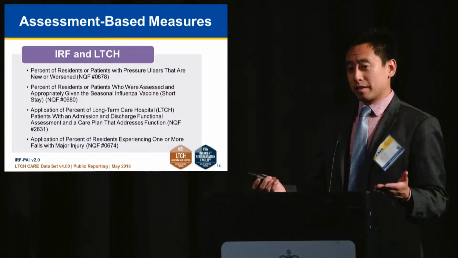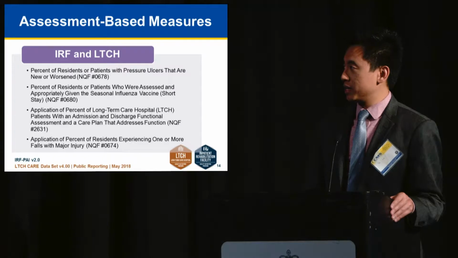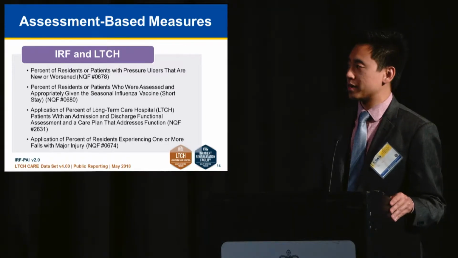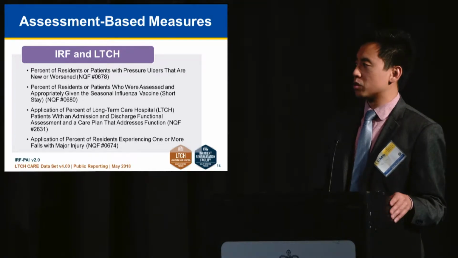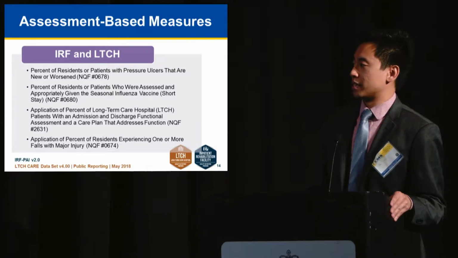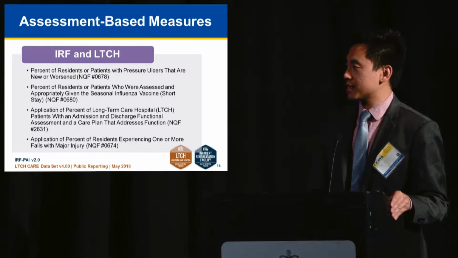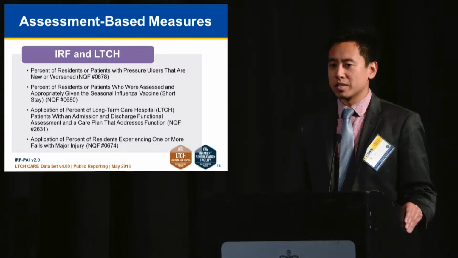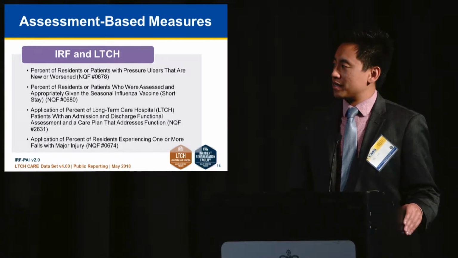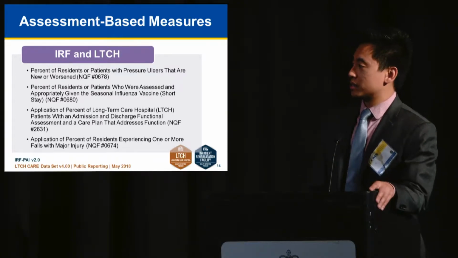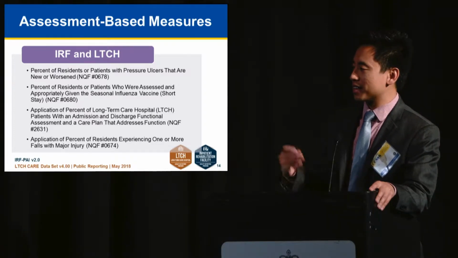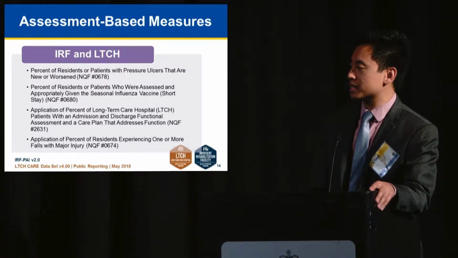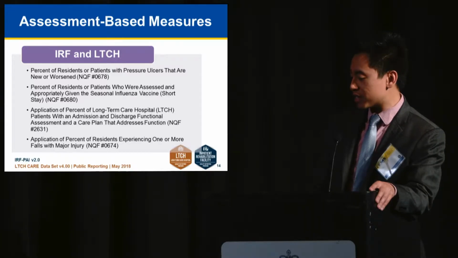For both the IRF and LTAC QRP, for the assessment-based measures, we have the percent of residents or patients with pressure ulcers that are new or worsened, the percent of residents or patients who were assessed and appropriately given the seasonal influenza vaccine, the application of percent of long-term care hospital patients with an admission and discharge functional assessment and a care plan that addresses function, and then the application of percent of residents experiencing one or more falls with major injury.